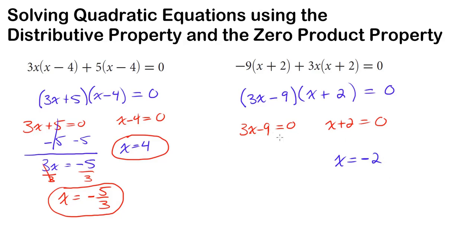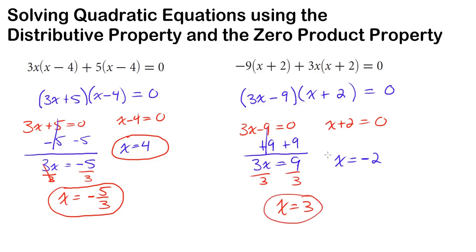Here, this is a two-step equation, so we need to go ahead and work it out. So I need to add 9 to both sides. And this gives me 3x equals 9. And then I need to divide both sides by 3. And I get x equals 3. So these are the solutions to this quadratic equation: x equals 3 and x equals negative 2.